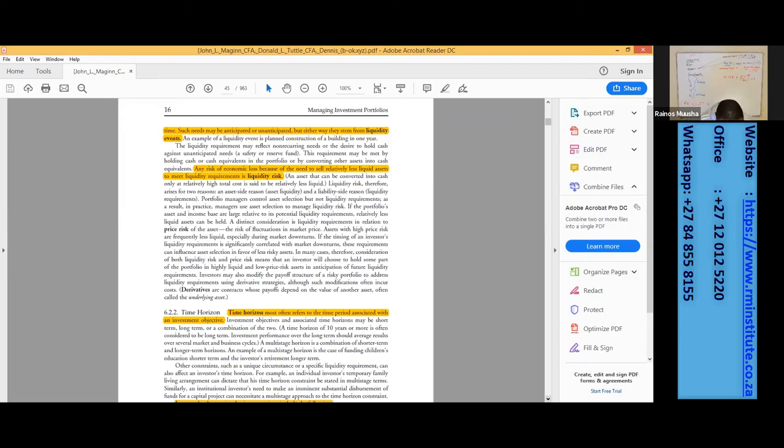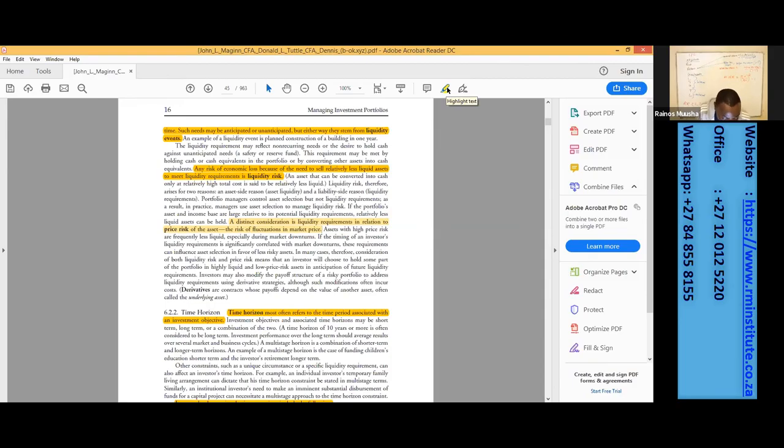And then there's also price risk. I just need to highlight this as well. With price risk, they say as a distinct consideration in liquidity requirements, it is in relation to the price risk of the asset, which is the risk of fluctuations in market prices as well. Which basically means that some of the assets or securities fluctuate quite a lot as well.